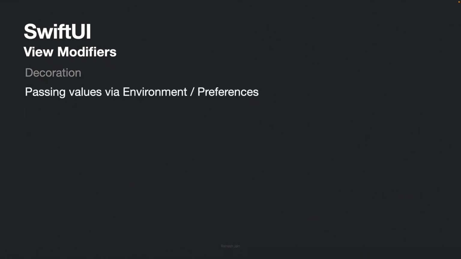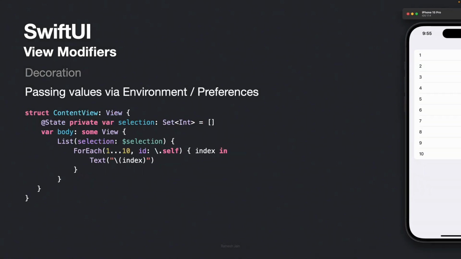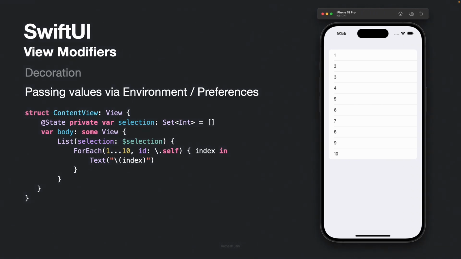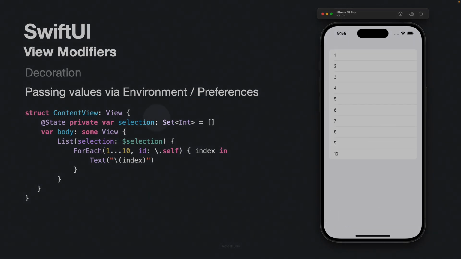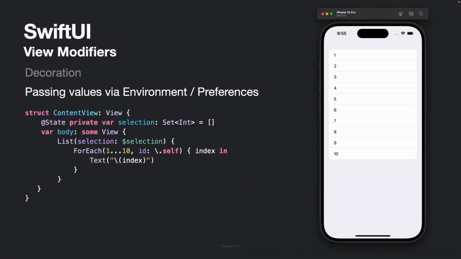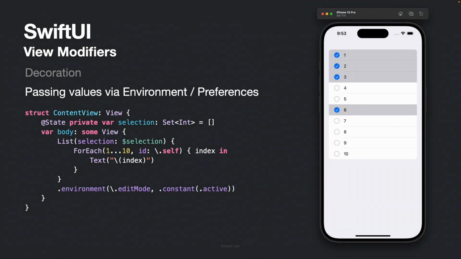Another kind of view modifier is used to pass values in the environment or preferences. For example, here I have a list view in which I want to select multiple items. So I have the selection set, which can contain multiple items, and in the list selection I have passed the binding for the selection set. Inside that I am just looping over 10 values. If I run this code, I can see this, but there is no selection. So I can modify the environment with this active constant for edit mode, and this is how the UI will be affected. So this is an environment view modifier.